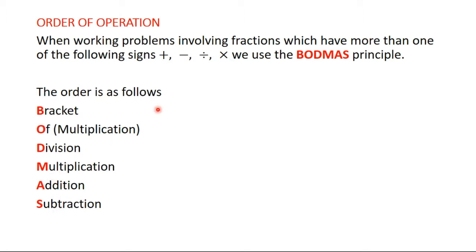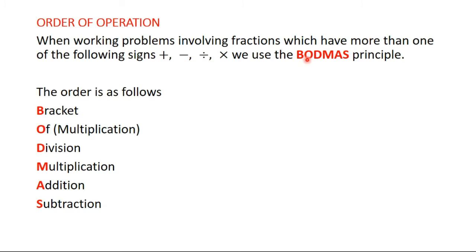So whenever the questions involve more than one of these signs, the first thing you need to do is to check if there are any brackets. Perform the operation in the brackets. From there, you check if there are any multiplications, you do that. You check if there are any divisions, you do that. You check for multiplication again, you check for addition, then for subtraction. Now, the acronym BODMAS will help you to remember this very well. So it's bracket of, division, multiplication, addition, and subtraction. Remember that the of in this case here represents multiplication.